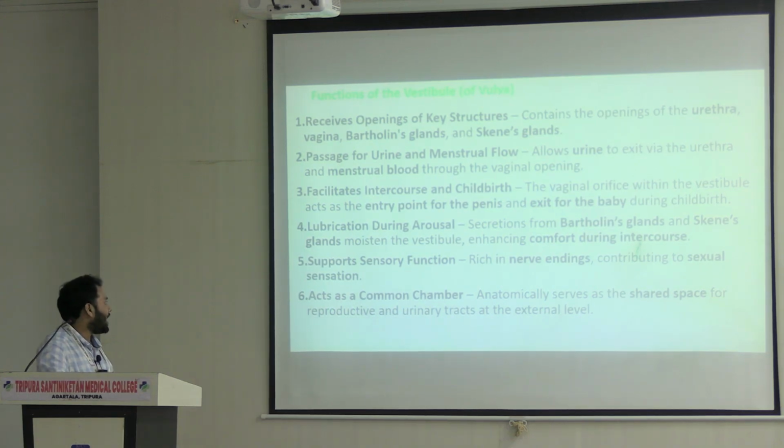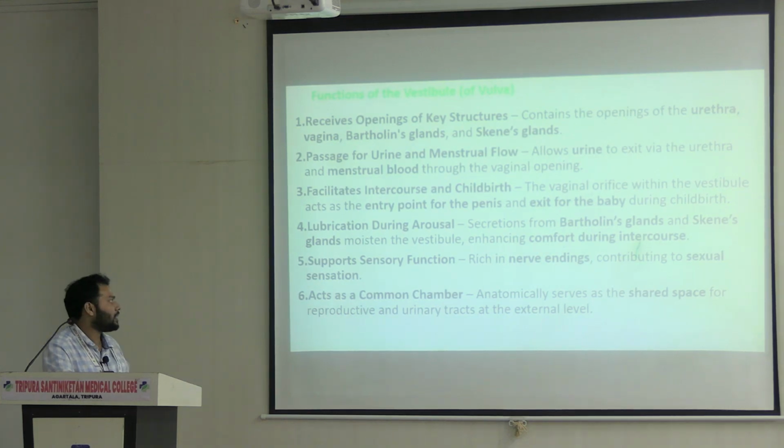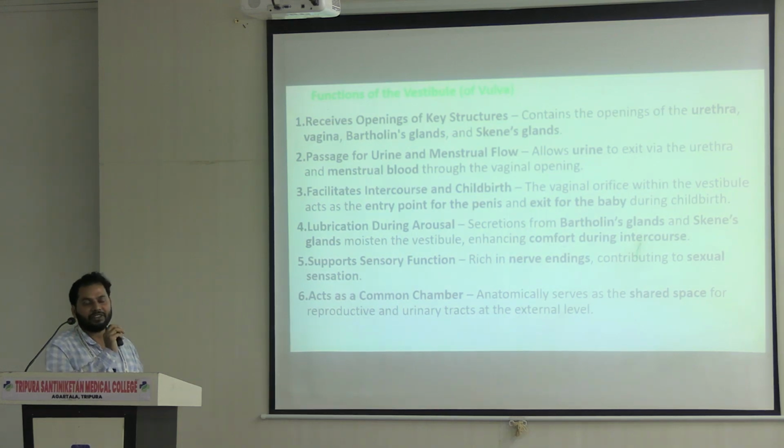And this part also acts as a common chamber. Common chamber for what? Because anatomically it serves as the shared space for both the reproductive as well as the urinary tract at the external level. So this vestibule acts as a common chamber because it involves two different functions. Now this was the brief discussion about the different structural parts of the female external genitalia and their functional characteristics.